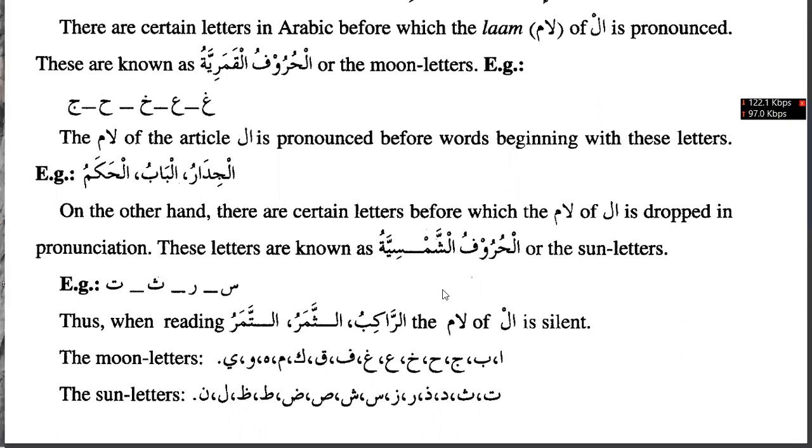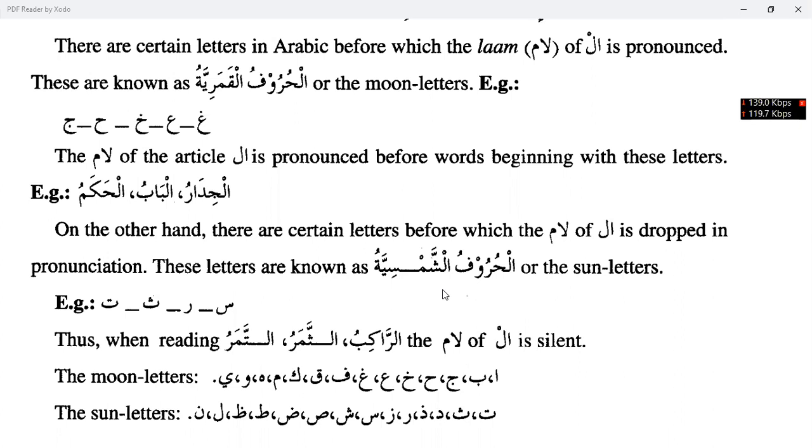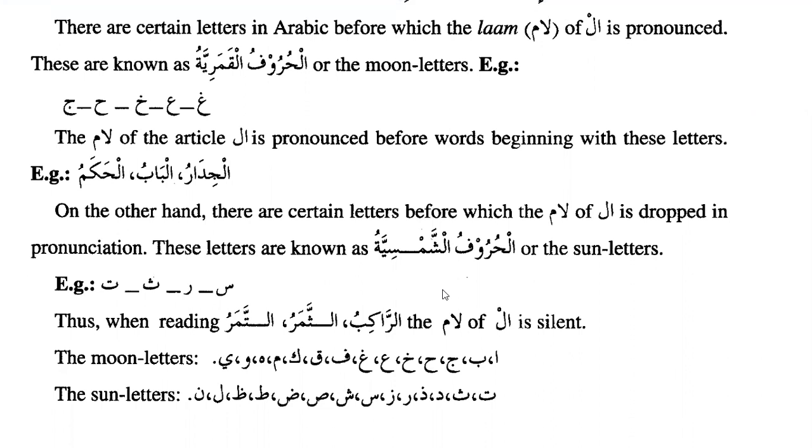On the other hand, there are certain letters before which the lam of alif lam is dropped in pronunciation. These letters are known as huruf shamsiya, or the sun letters, e.g. sin, ra, tha, ta. Thus, when reading, alif lam is silent: ar-raqibu, as-samaru, at-tamaru. The moon letters: alif, ba, jim, ha, kha, ayn, ghayn, fa, qaf, kaf, mim, ha, waw, ya. The sun letters: ta, tha, dal, dhal, ra, zayn, sin, shin, sad, dad, ta, za, lam, nun.